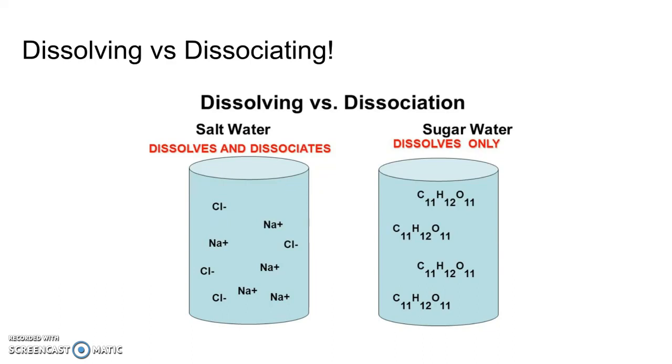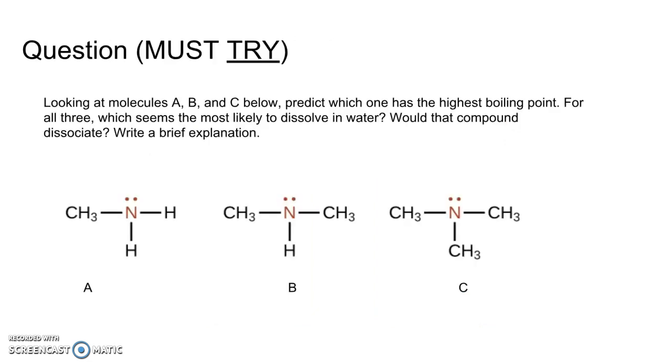This is also really important to think about, again, back to melting and boiling. If I'm melting or boiling, I'm not breaking anything up into individual pieces. So just keep that in mind. Okay, now here's our must-try question. There are 3 molecules right here. Take a look. Predict which one has the highest boiling point, and which one seems the most likely to dissolve in water. And would that compound dissociate? You just want to write a very brief explanation.